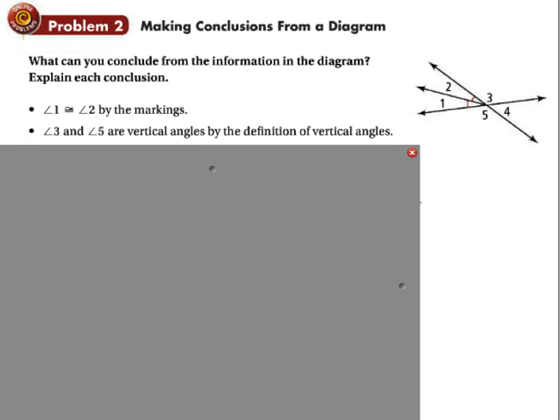Angle 1 is congruent to angle 2. Angle 3 and 5 are vertical angles. See how these straight lines here, 3 and 5 are opposite. They form that V. So those are vertical angles.